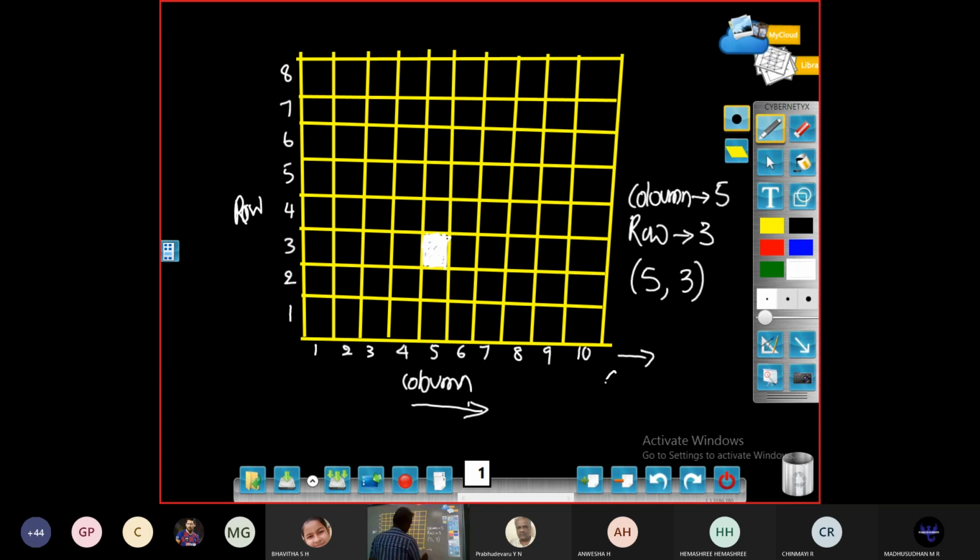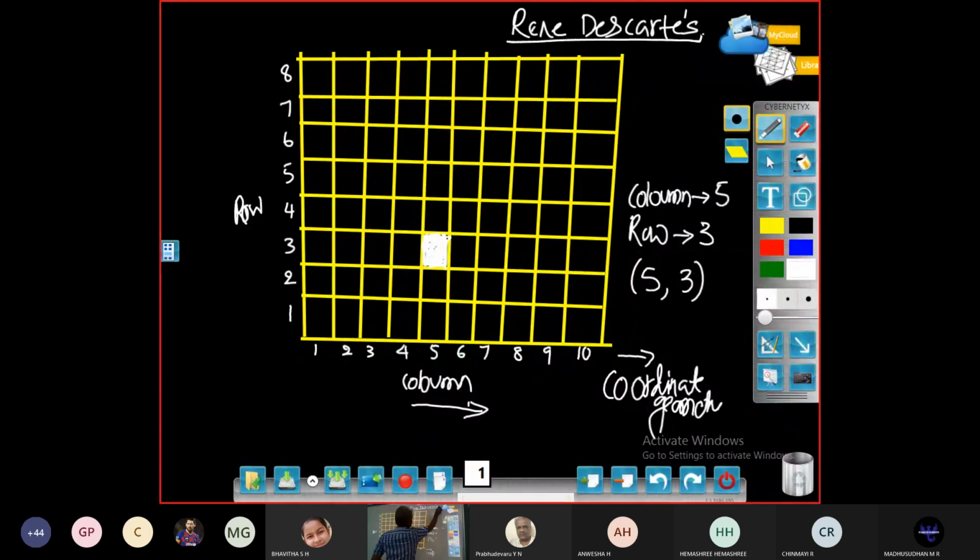This concept led to the invention of the chapter coordinate geometry. The major mathematician who contributed to this is René Descartes. What is the mathematician's name? René Descartes. He is the main mathematician. He identified how to locate the position of a point on a plane. He gave the idea of latitude and longitude, and based on that he located the position of a point in a plane.